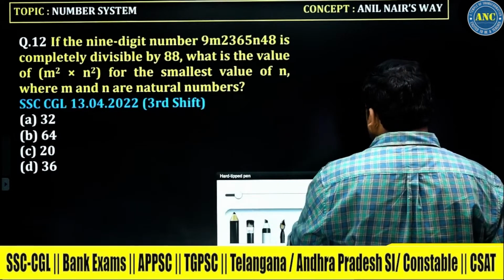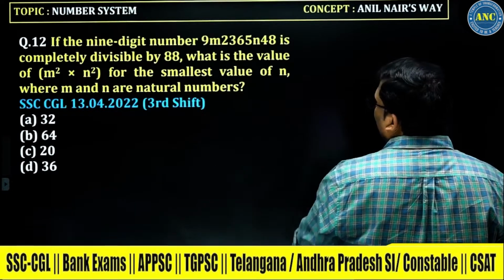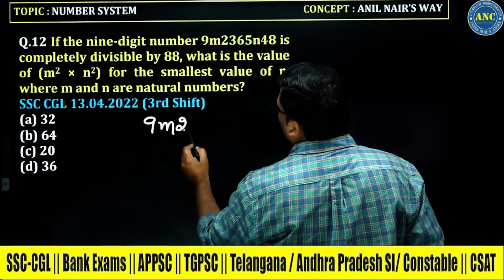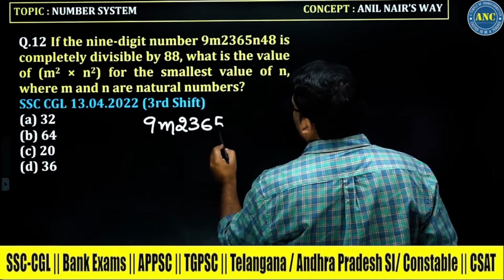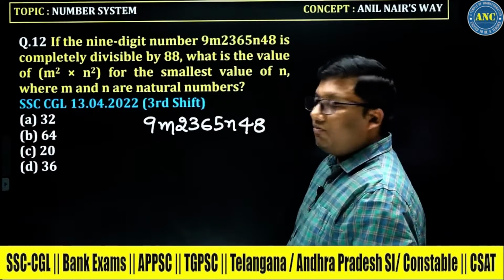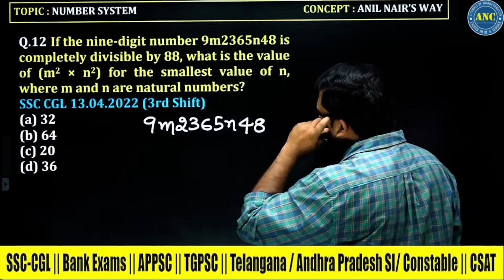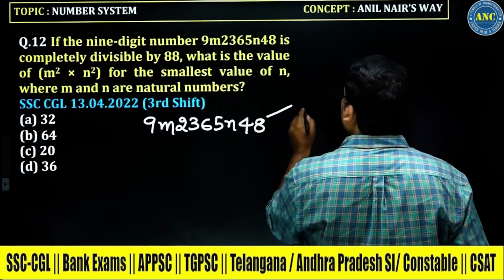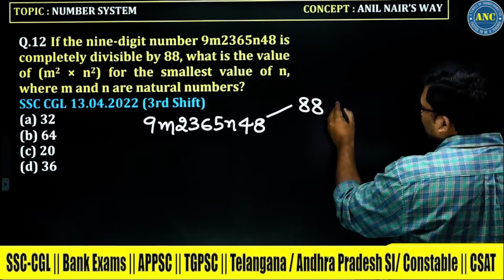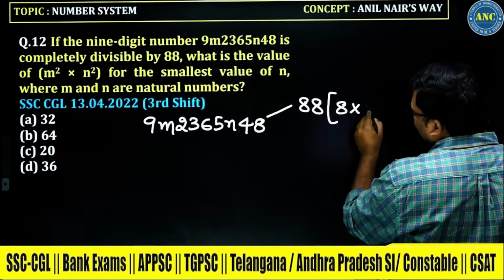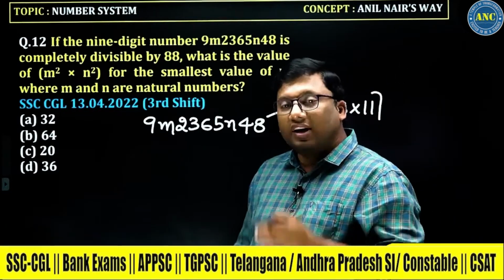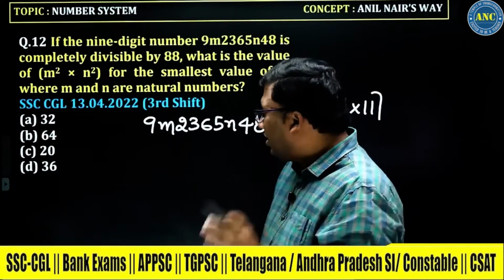Now if you see here, next one. Question is, there is a 9-digit number, 9m236 5n48. This number is divisible by 88. What is the divisibility rule of 88? 88 is a composite number. If I write it as a product of coprimes, it is 8 into 11. 88 can be written as 8 into 11.